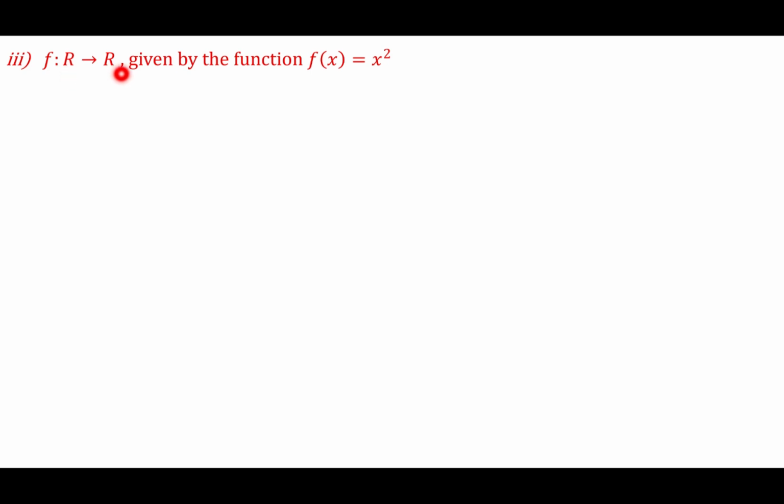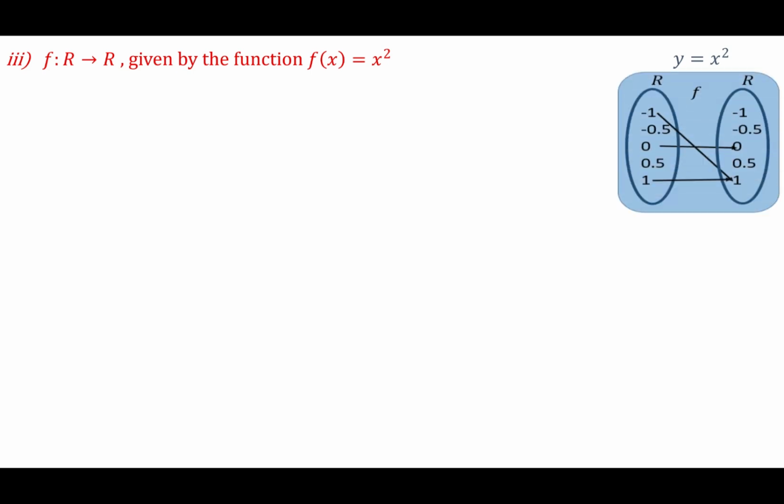f from R to R, real numbers to real numbers, defined by the function f of x equals x square. Here all real numbers means all numbers: positive, negative, decimal, fraction, whatever. If you draw a rough figure, put any real number in set A, plug it into the function and write the outputs. I put some numbers as an example just to understand.